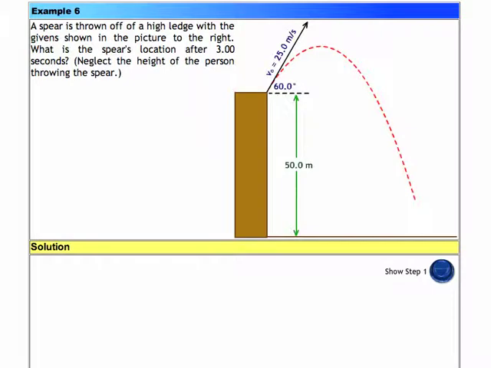A spear is thrown off a high ledge with the given shown in the picture to the right. What is the spear's location after 3 seconds? Neglect the height of the person throwing the spear.